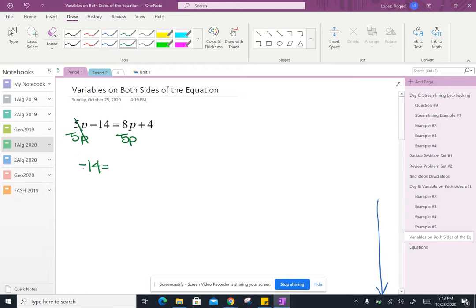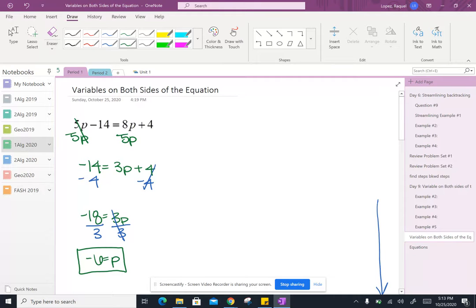And so I'm left with negative 14 equals 3p plus 4. Awesome. And then I want to start undoing and using my backtracking step. So to start isolating, I want to subtract 4, and that leaves me with negative 18 equals 3p. 3p is saying 3 times p. So to undo that, I'm going to do division. And negative 18 divided by 3 is negative 6. So my solution is negative 6 equals p.